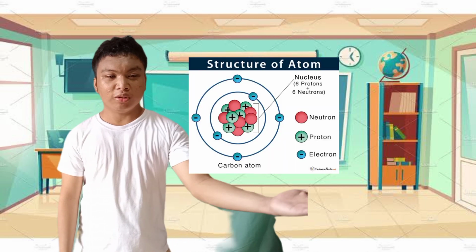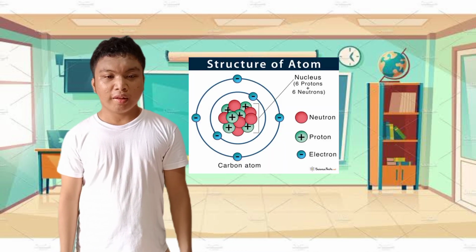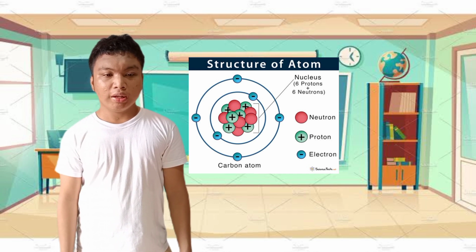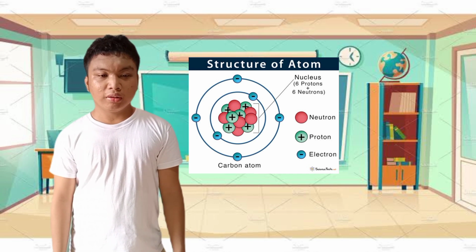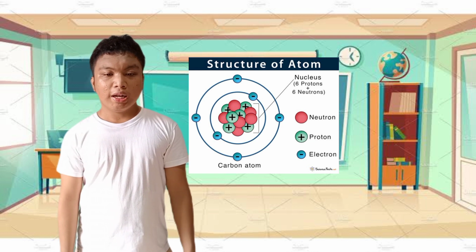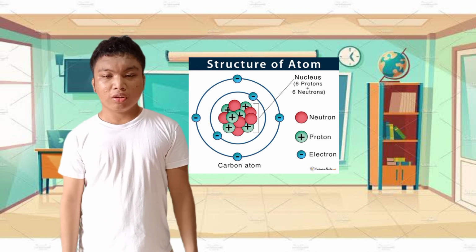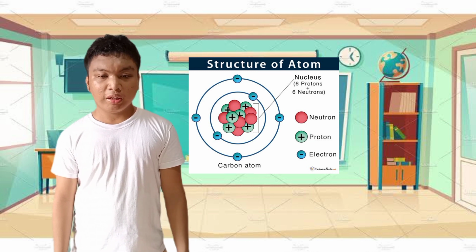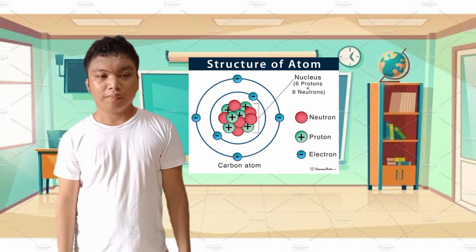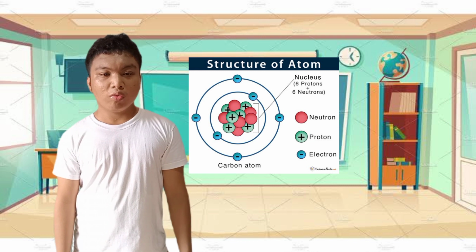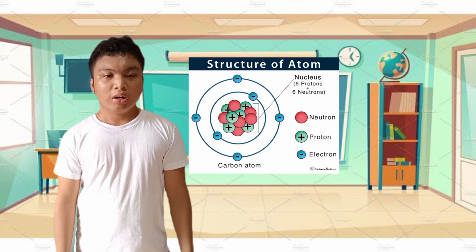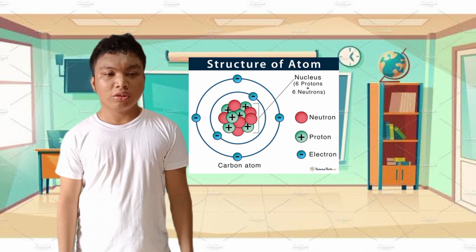Structure of an atom. An atom consists of a central nucleus that is usually surrounded by one or more electrons. Each electron is negatively charged. The nucleus is positively charged and contains one or more relatively heavy particles known as protons and neutrons.